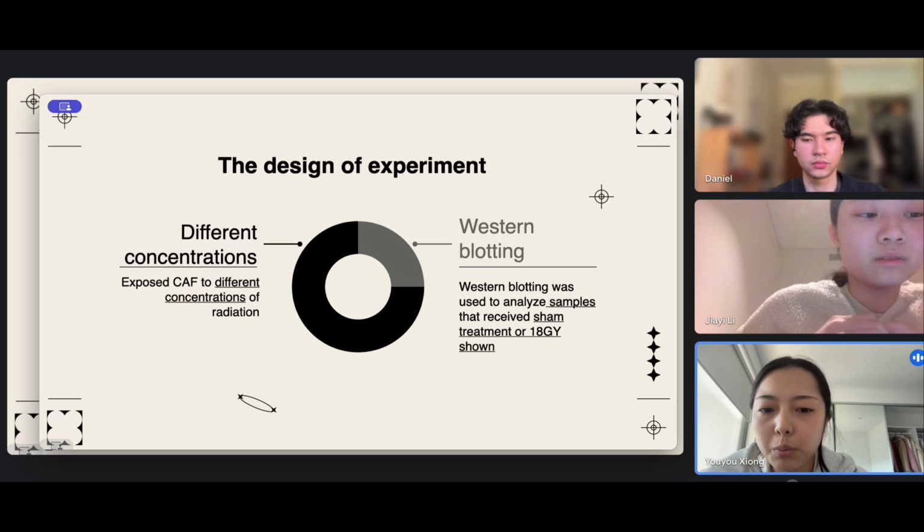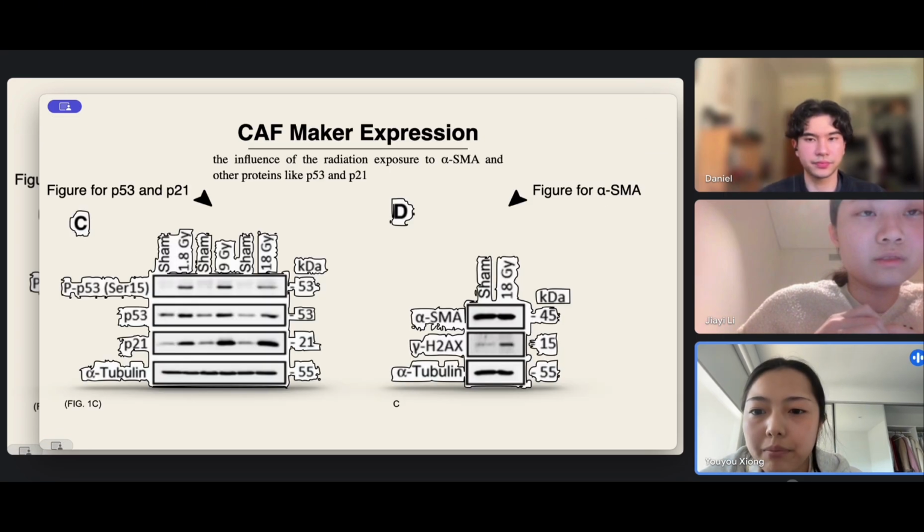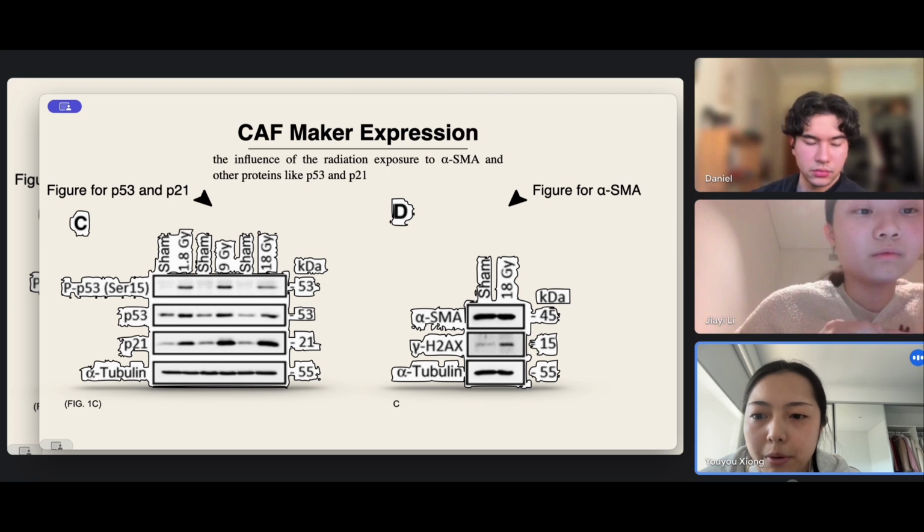As we can tell from the figures from the original article, it shows the influence of the radiation exposure to alpha SMA and other proteins like P53 and P21. So the first figure is for P53 and P21. Obviously, we can find that the results have a clear difference between the sham and different amounts of radiation. So compared with this, let's have a look at the figure of alpha SMA. Among them, we can see that the sham as a negative control group didn't significantly differ from the results of receiving radiation. So we can conclude that the radiation exposure has no effect on alpha SMA expression.